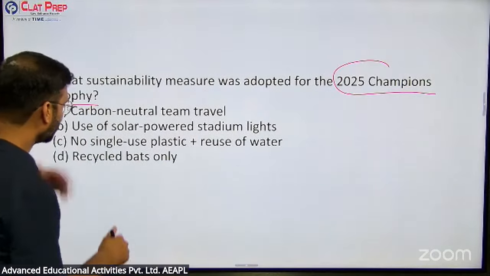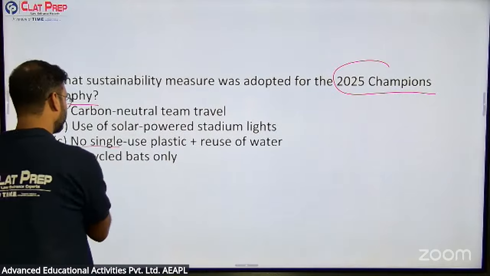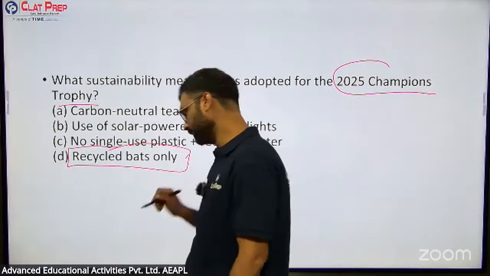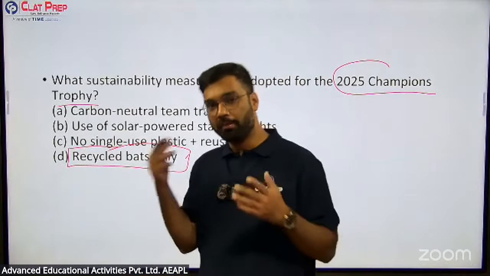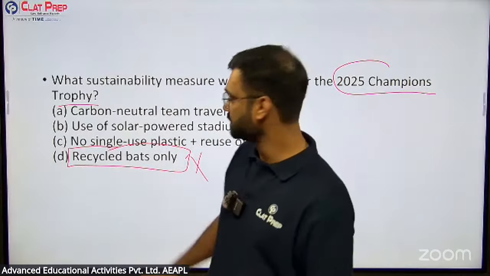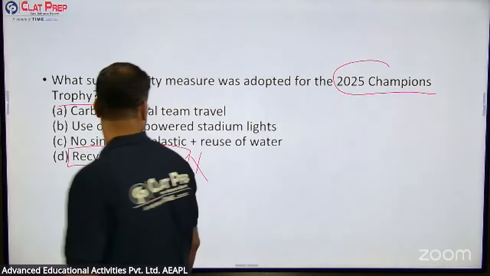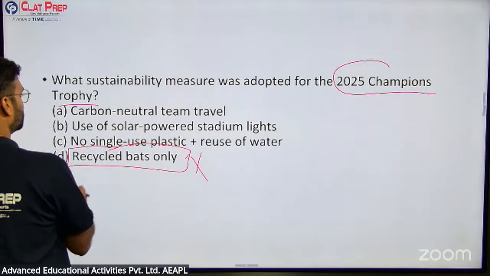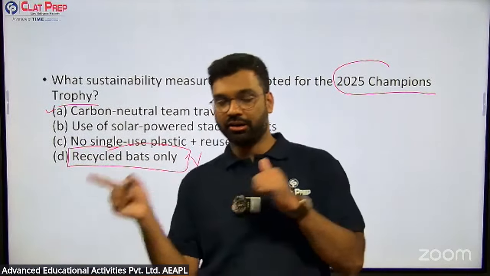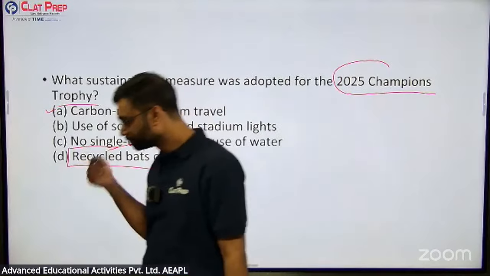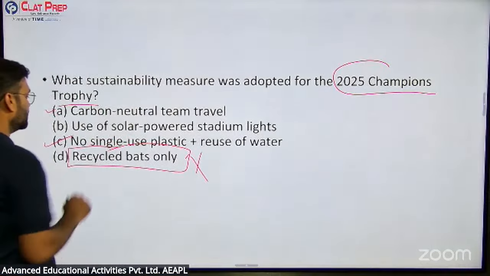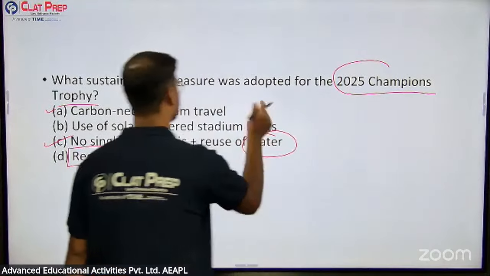Now if you look at this one, again we'll try to eliminate options. If you look at option D, something which is very extreme: recycled bats only. Bats are generally made out of wood, and how are you going to recycle? Will it not impact the overall performance of the players if you allow them to use only recycled bats? So again, a very illogical and extreme option, something which can be eliminated, right? Then if you look at the other options, carbon neutral team travel. To make team travel carbon neutral, teams travel through flights, teams travel through cars. Again, something which will require a lot of effort, something which is not easy to achieve, right? The answer of this question would be this one: single-use plastic plus reuse of water. This is the correct answer because it seems to be the most appropriate one.